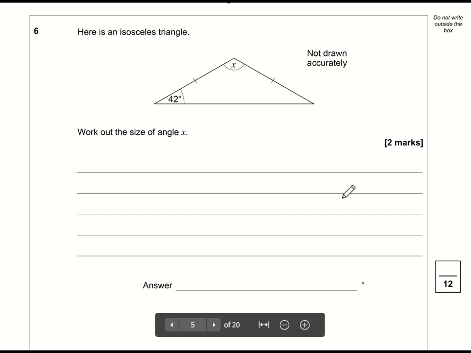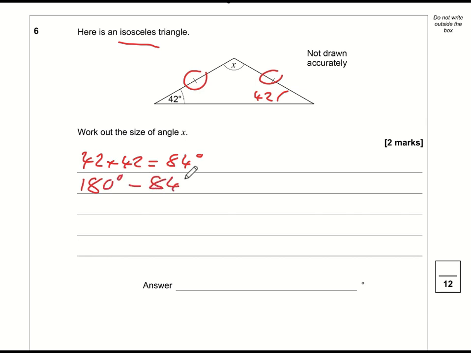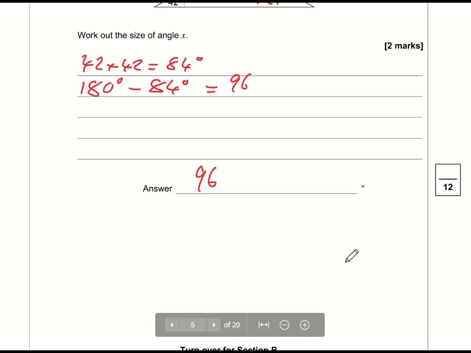Question number 6. We need to work out the size of angle X. The key thing here is this is an isosceles triangle. They've told us it's isosceles, and we can see from these marks that it's isosceles as well. So that means this angle is 42, because the base angles of an isosceles triangle are always equal. So we've got two angles that added together come to 84 degrees. The angles in the triangle add up to 180. So 180 degrees, take away the 84 degrees, will tell me what X is. Therefore X is 96 degrees.